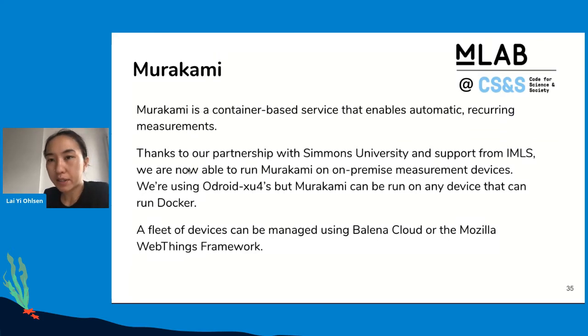The last one I'll talk about is actually, I think, interesting for the internet freedom community specifically. This is a tool called Murakami, which is named after the author Haruki Murakami, who wrote What We Talk About When We Talk About Running. This is what we talk about when we talk about running tests. So this is similar to the Chrome extension in enabling automatic recurring measurements, but this time not from the browser, but from an on-premise device or really anything that can run a Docker container. So it's a container-based service that enables automatic recurring measurements.